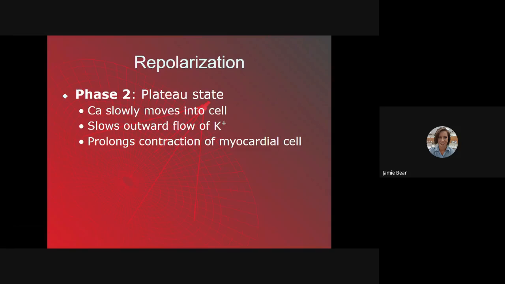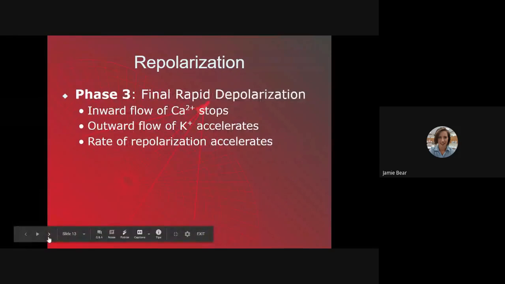Phase 2 is the plateau state where calcium slowly moves into the cell and there's a slow outward flow of potassium. And this prolongs the contraction of that myocardial cell. And you really do need that prolongation so that the whole heart muscle can go through the proper conduction.